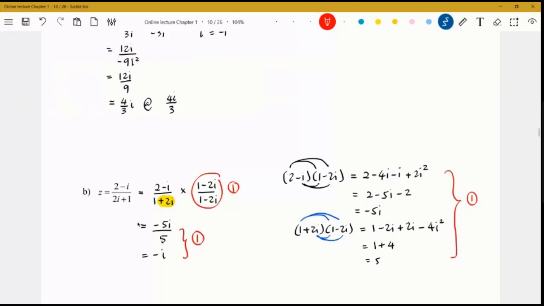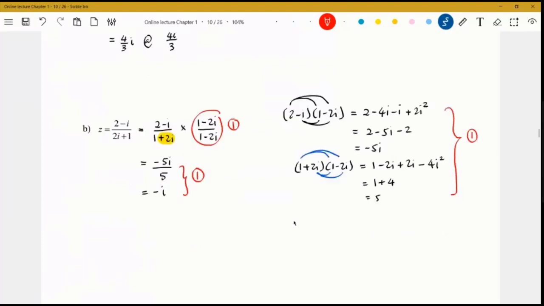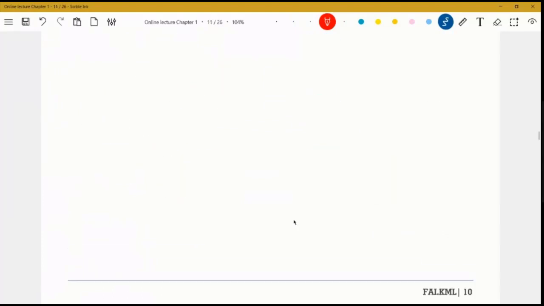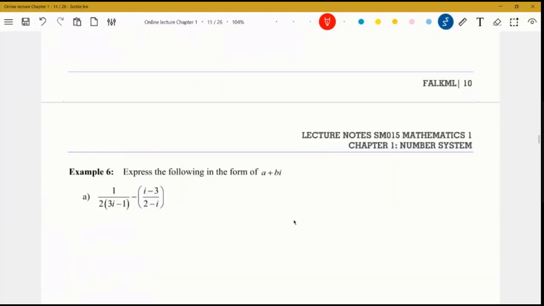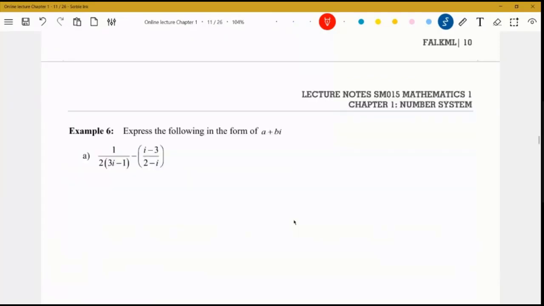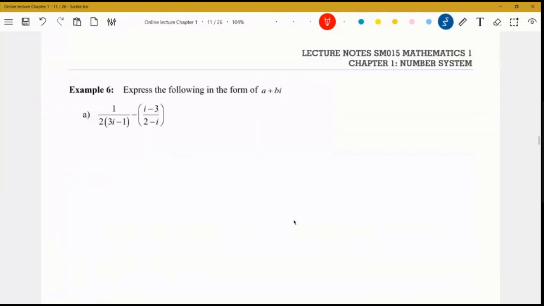Okay, madam. Thank you. Alright. Okay. So itu example 5. Now we move to the next one adalah example 6. Okay. So kita upgrade sikit dengan combine 2 things. Ini ada complex number, di sini pun ada complex number. Okay. So first thing first.